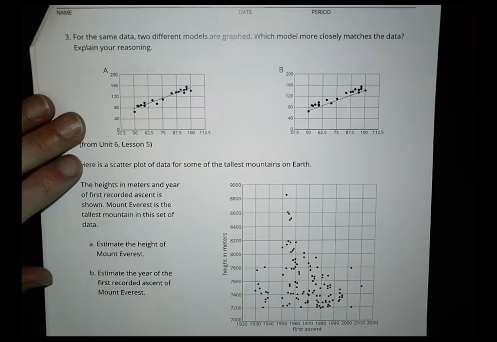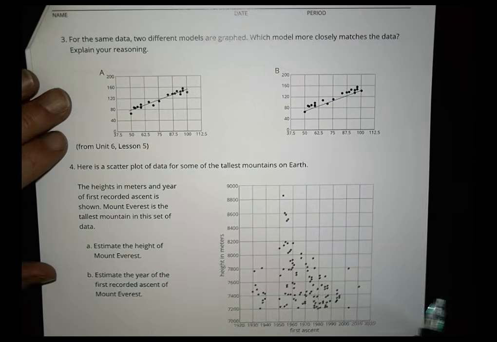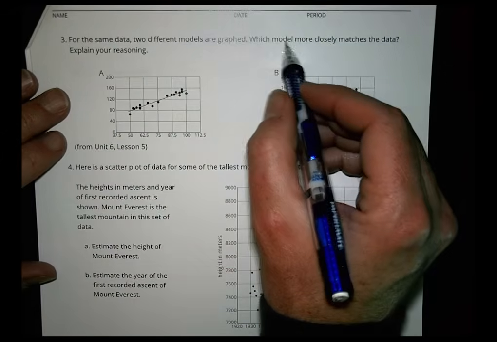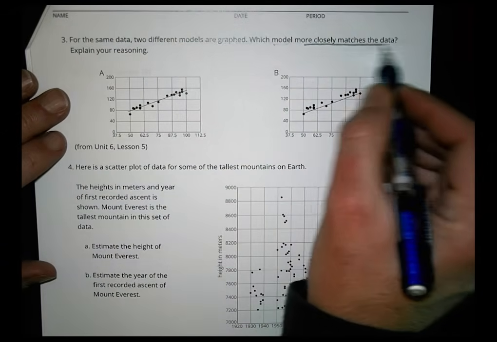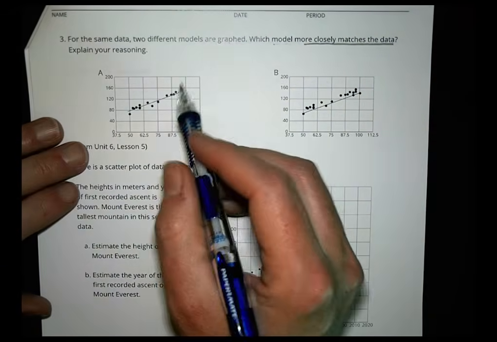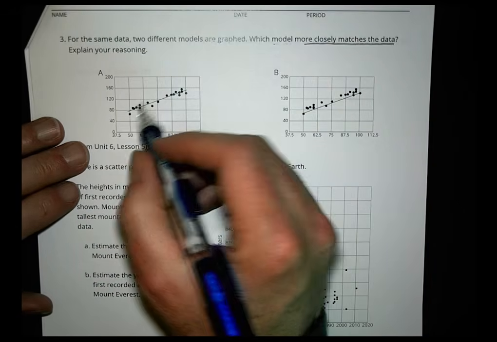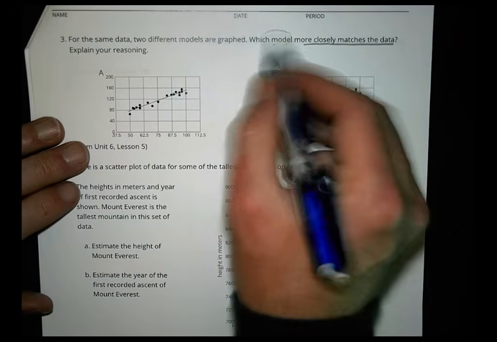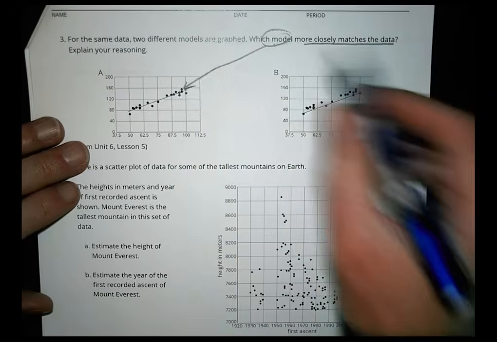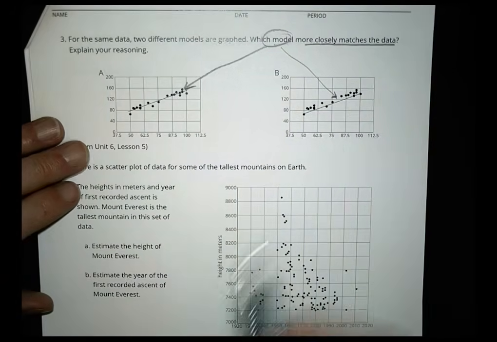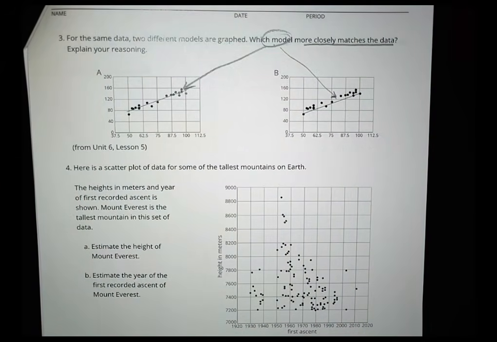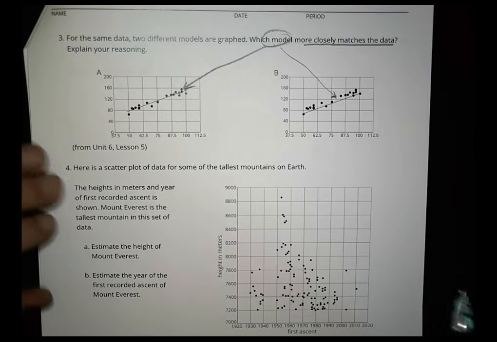Next page. For the same data, 2 different models are graphed. Which model more closely matches the data? Explain your reasoning. So this is the same data points, but the model we're looking at here, in terms of the model, we're describing the line that is right here. Which line is a better fit, is a line of fit for the data that's given?